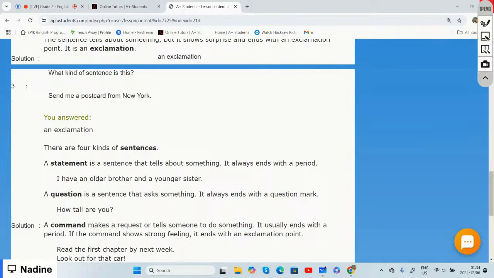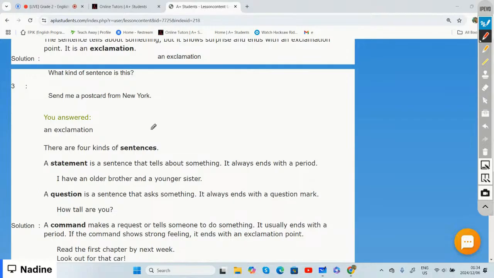So send me a postcard. We can say this is a command. And the reason why this is a command is because it's basically telling you to do something. It's like requesting. Yes, well done. It's a command. And the reason why we say it's a command is because you are requesting something or you're telling someone to do something for you. And remember, we said a command, either you're telling someone to do something, or it's a request that is being made.